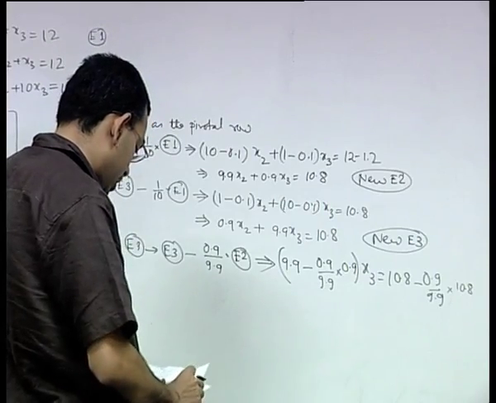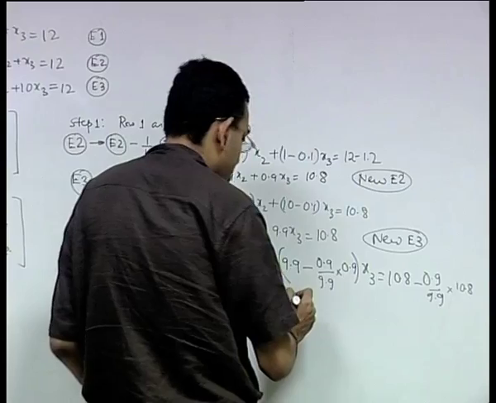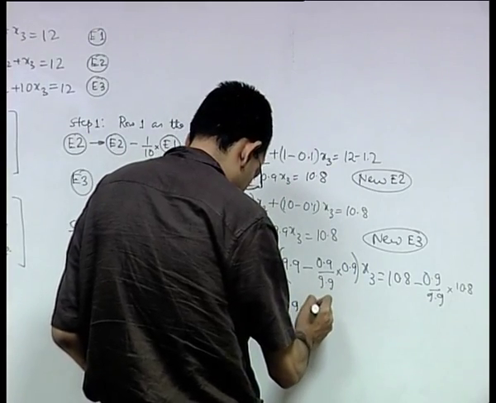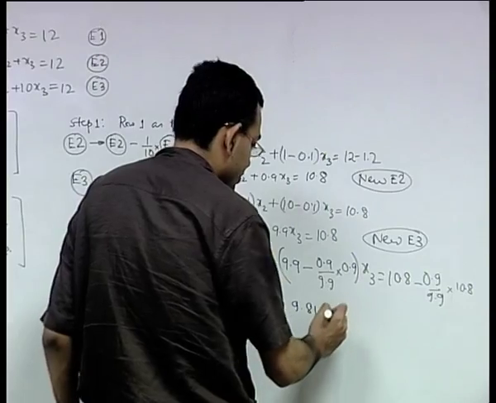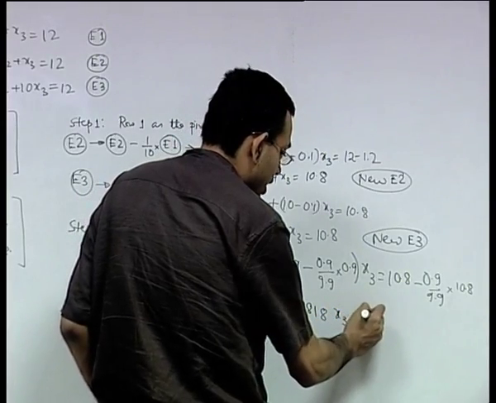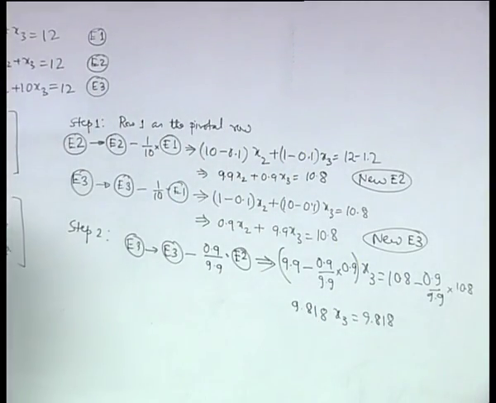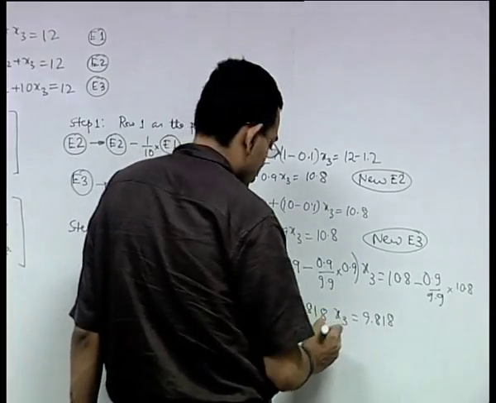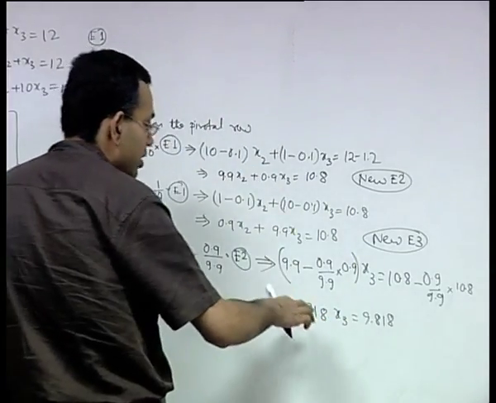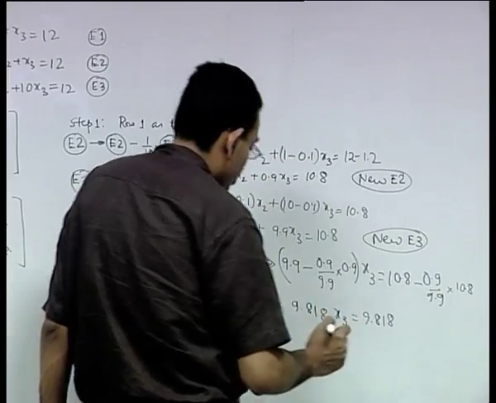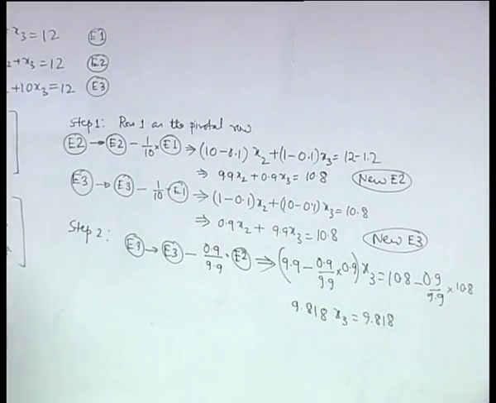So, if you work it out, it may be 9.818, x 3 is equal to 9.818. So, x 3 is equal to 1, but before that let us formalize what happens after step 2.